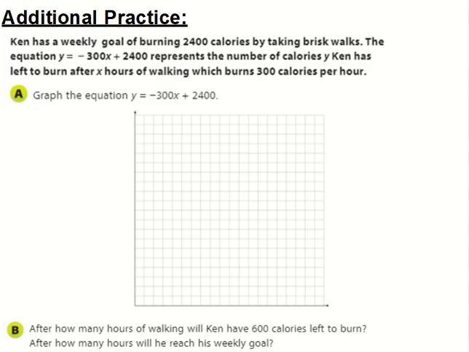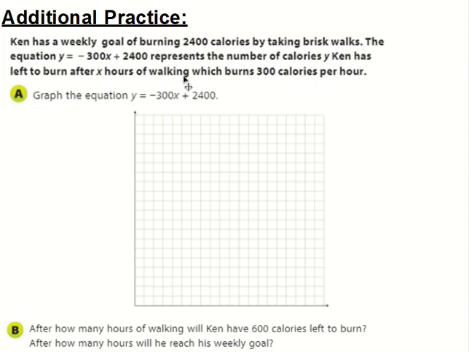So sometimes you'll actually have to create your coordinate plane yourself, and then we'll look at this line to be able to make predictions. So here we have Ken, who has a weekly goal of burning 2,400 calories by taking brisk walks. Here's his equation. It represents the number of calories Ken has left to burn after x hours of walking. So it looks like he's burning 300 calories per hour, and he wants to burn 2,400 calories total. Okay. So he burns 300 calories per hour. So this is my equation.